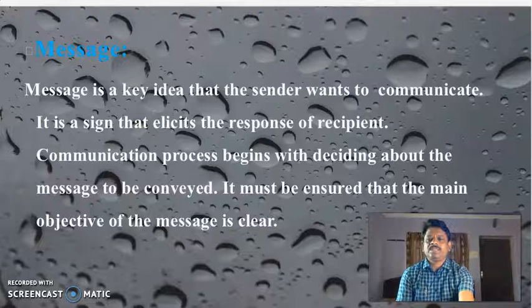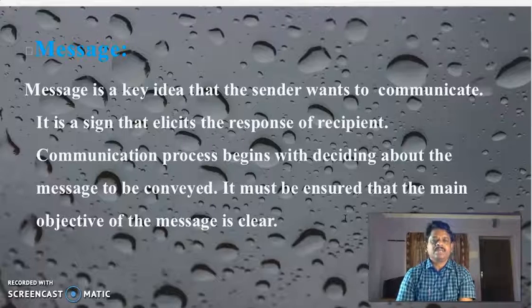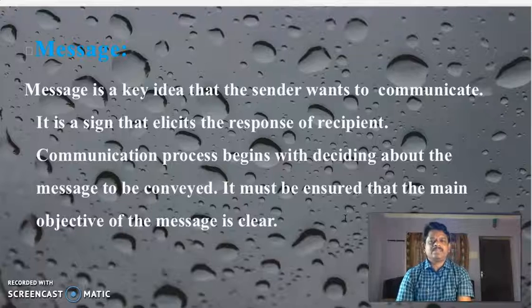If you see that, the first important thing is the message. How does a message actually come about, right? Message is a key idea that the sender wants to communicate. It is a sign that elicits the response of the recipient. The communication process begins with deciding about the message to be conveyed. So it must be ensured that the main objective of the message is clear. Communication takes place when there is a message to be conveyed to others, right?